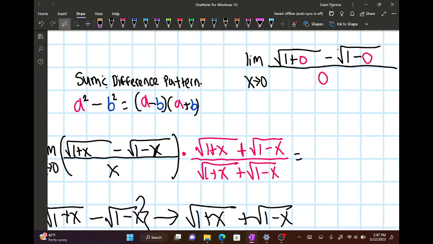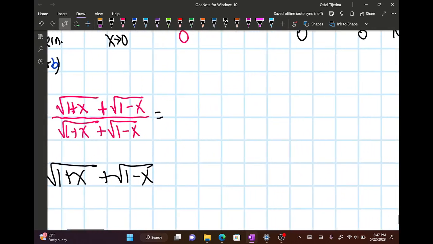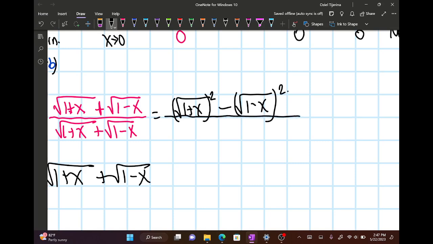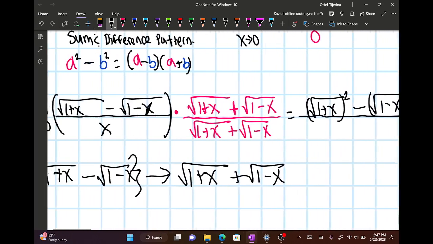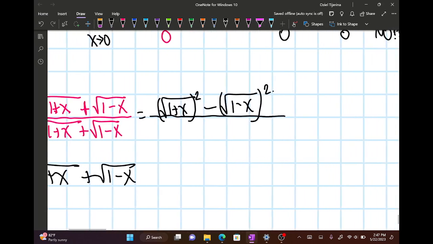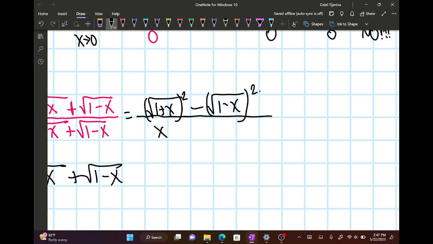So if you think about it, we can make this into the square root of 1 plus x quantity squared minus the square root of 1 minus x quantity squared, all over the bottom. On the bottom, we're just going to do some parentheses. This is going to be multiplied to this, but we do it in parentheses because we don't want to distribute that x in. You never do that for the bottom.